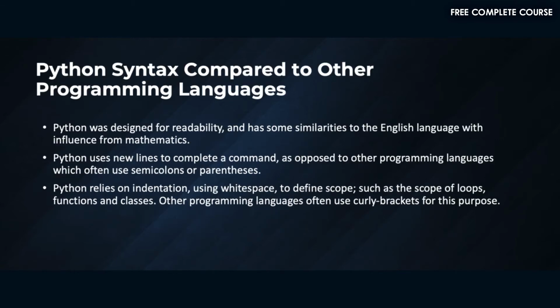Python syntax compared to other programming languages. Python was designed for readability and has some similarities to the English language with influence from mathematics. Python uses new lines to complete a command as opposed to other programming languages, which often use semicolons or parentheses. Python relies on indentation, using whitespace to define scope, such as the scope of loops, functions, and classes. Other programming languages often use curly brackets for this purpose.